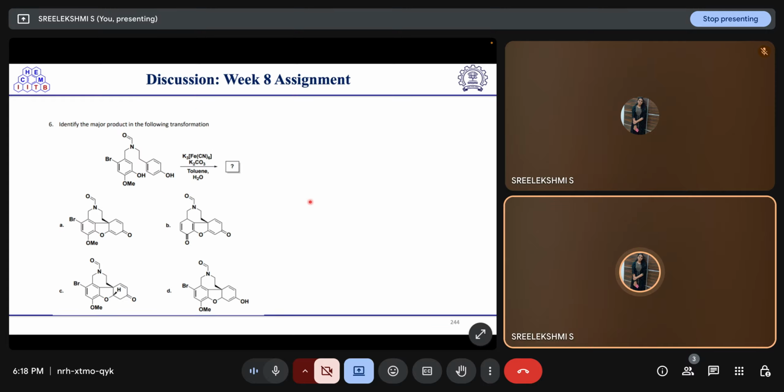Now the next question: identify the major product in the following transformation. So this is also another similar reaction. This compound, upon treatment with potassium ferricyanide, K2CO3, toluene in water, which will be the major product here?